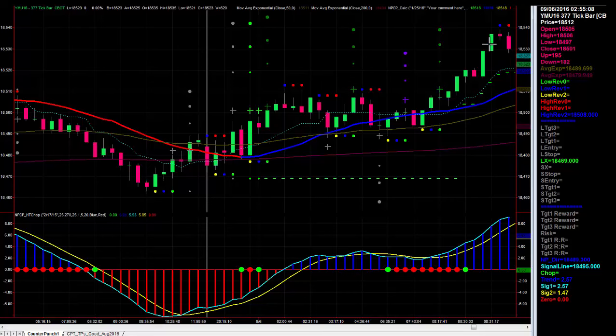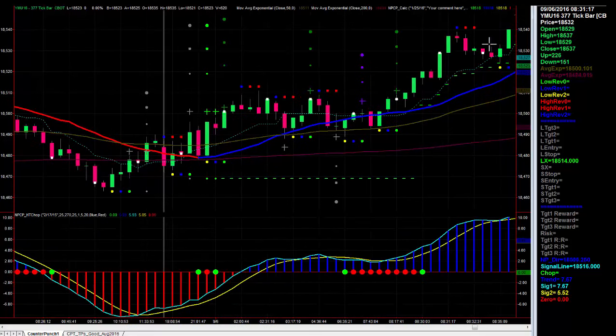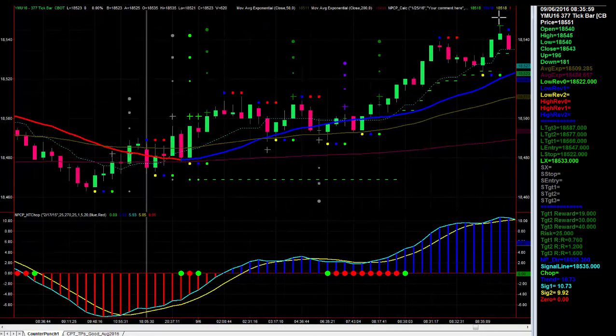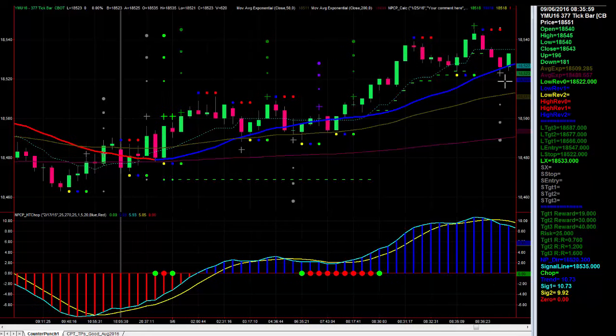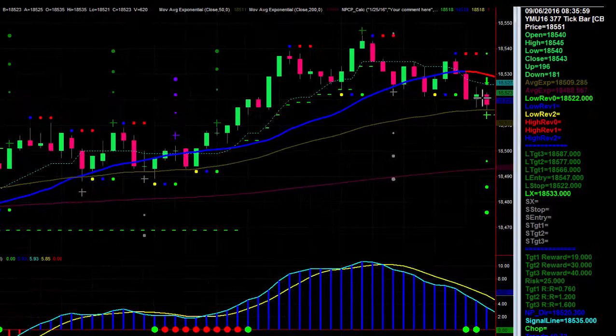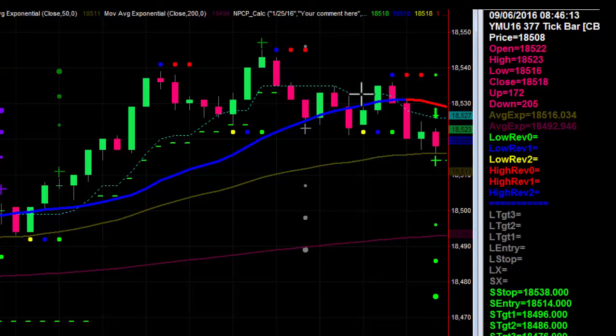And here we go, 8:30. Looking for a new setup. There's a long trade there. It's going to cancel. Now we get a short trade instead. Notice the line turns red.